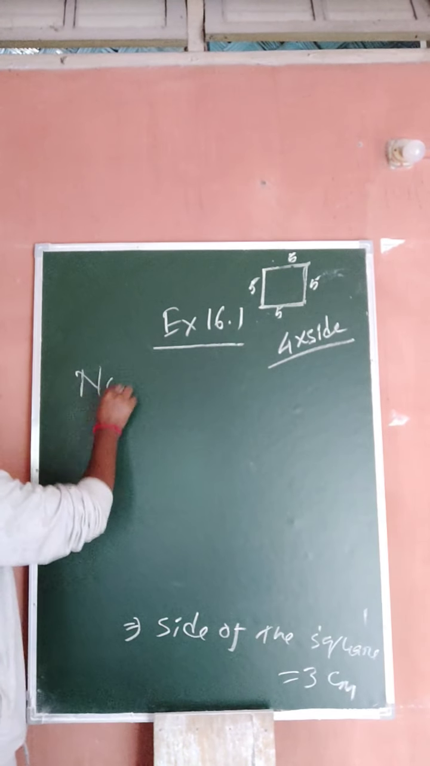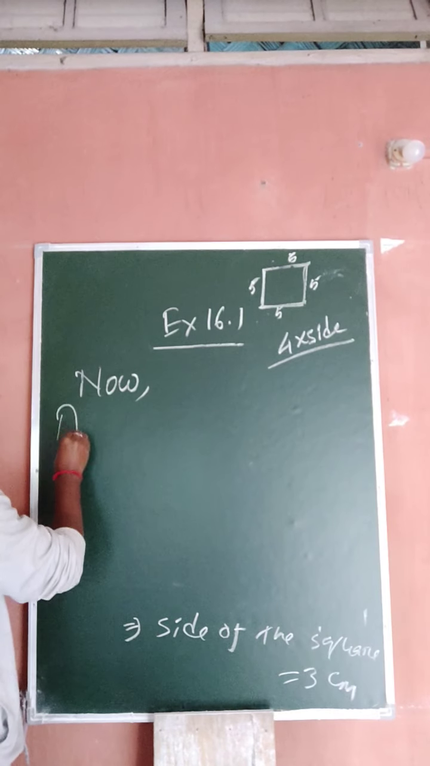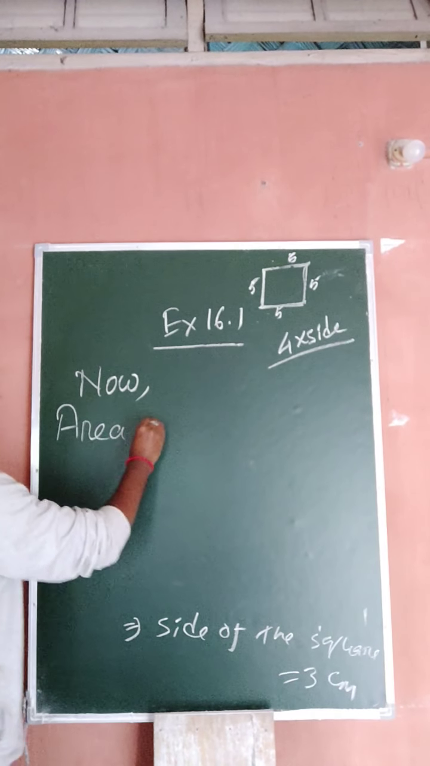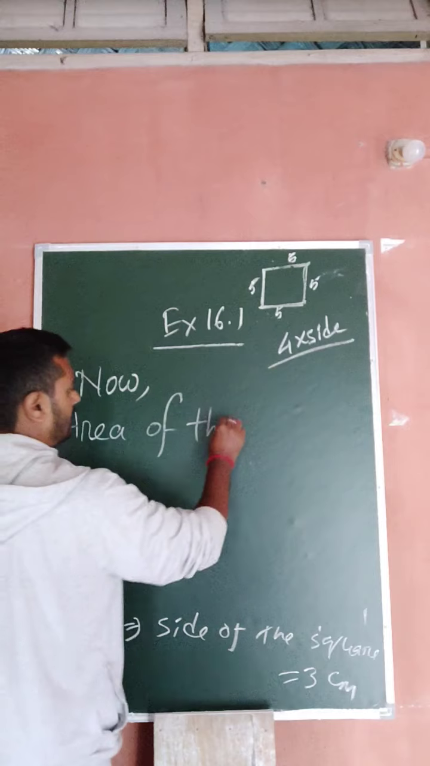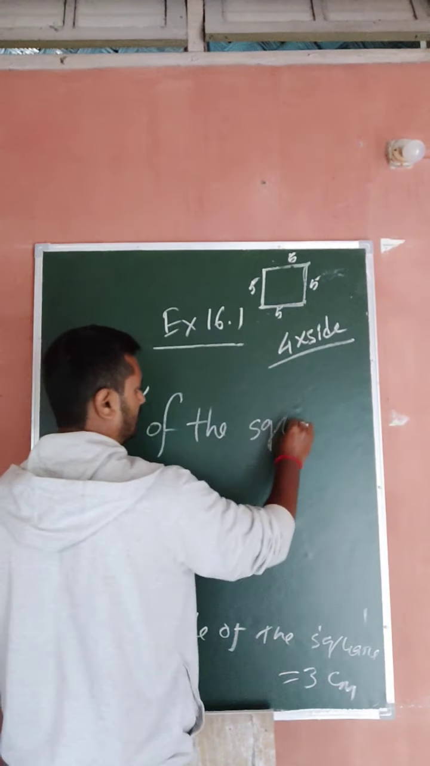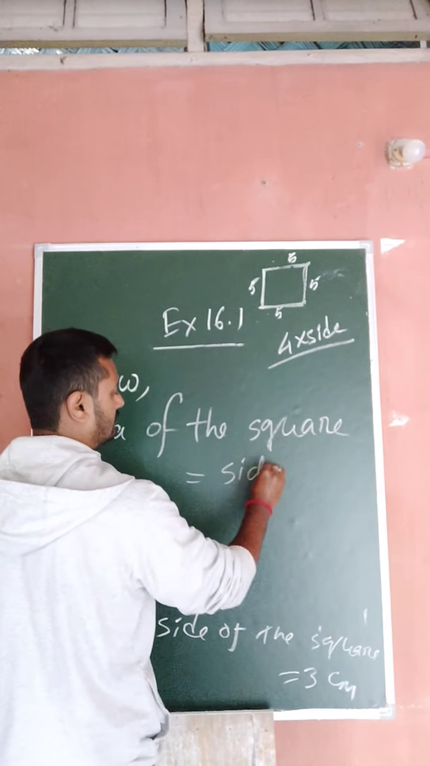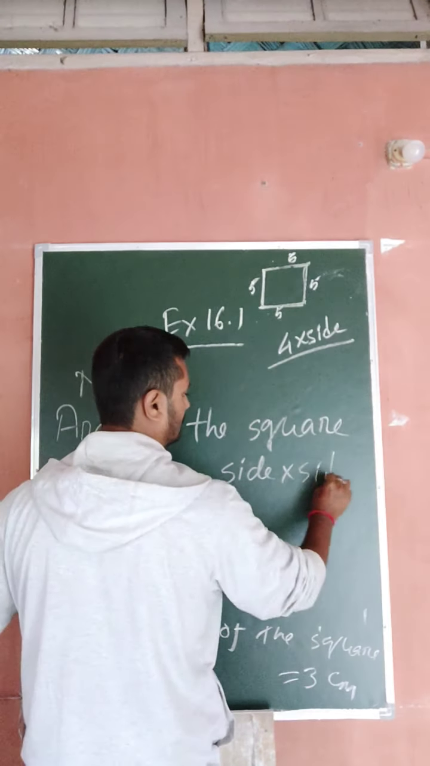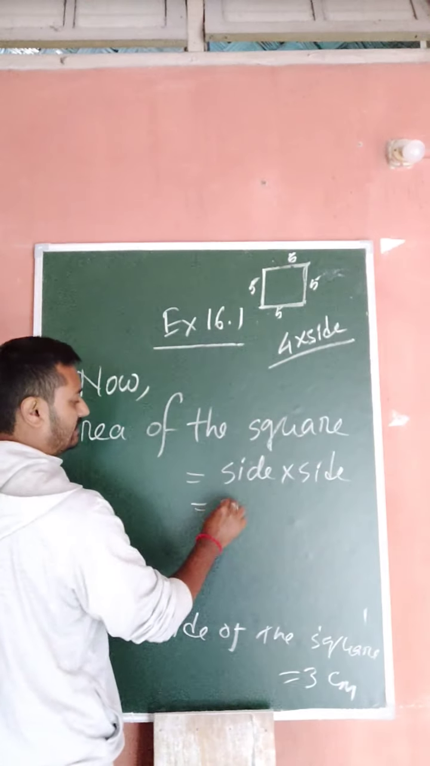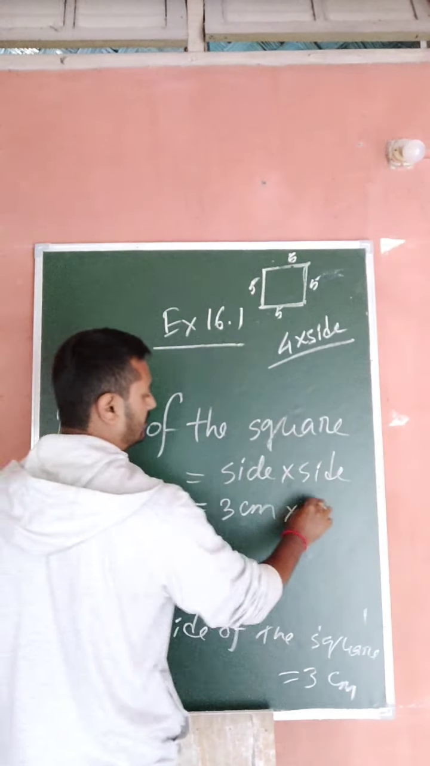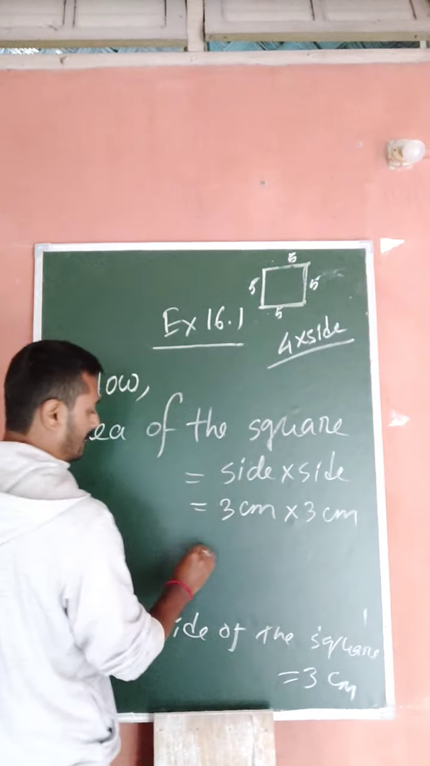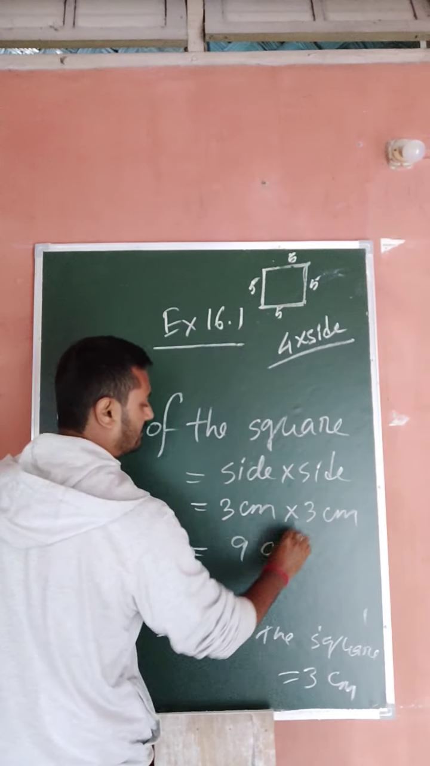So now, area of the square, all of you know that it is side into side. Side we already found, 3 cm. So 3 cm into 3 cm, that means 9 cm².